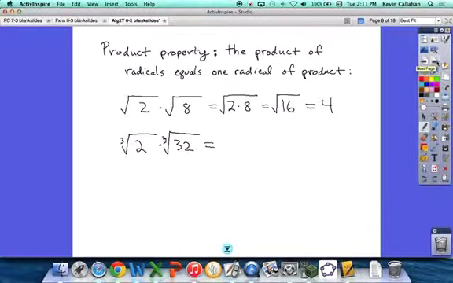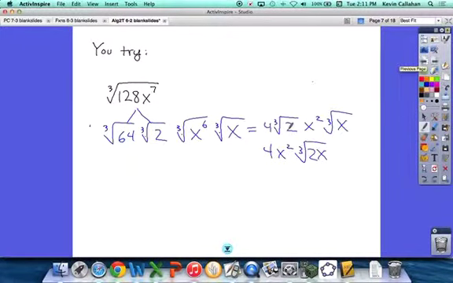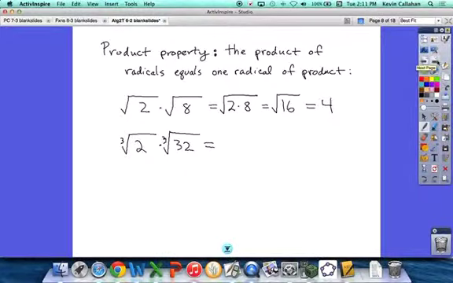Okay, then they introduced this property. They call it a product property. The truth is, we've kind of been doing this already without calling it a property. In a way, when we went from the third root of 2 times the third root of x, and we put it together as the third root of 2x, that's what that property is. But now we're giving it a name, the product property.